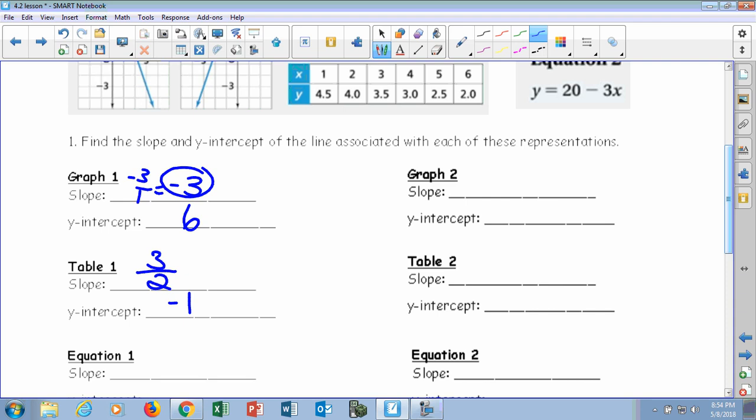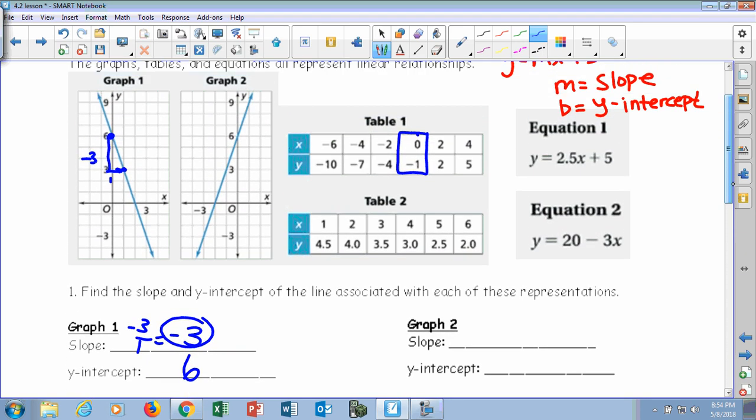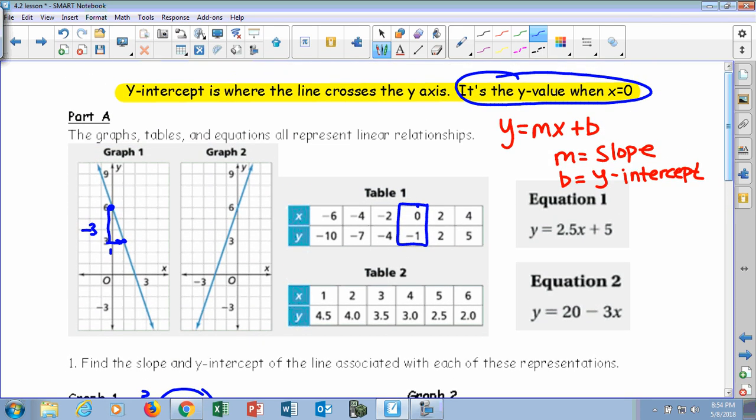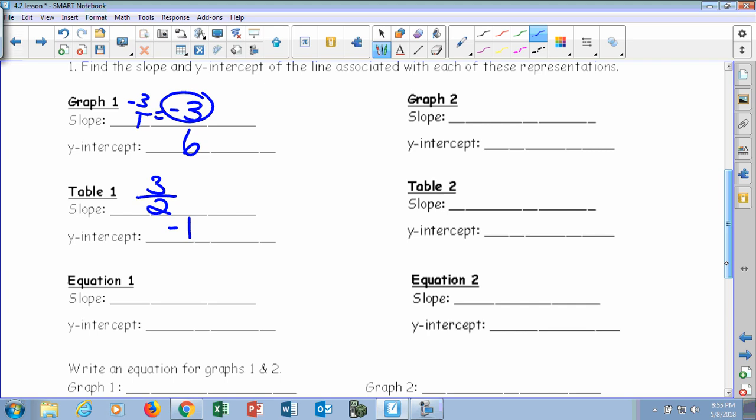Okay, let's go to equation 1. Now remember, I gave you this equation in the very beginning, right? So m is the slope, and b is the y-intercept, the two things we're looking for, right? So in equation 1, where is the m? Right, it's the number in front of x, right here, 2.5. What's the y-intercept? The y-intercept is the b, which is right here. So your slope is 2.5, and your y-intercept is 5.